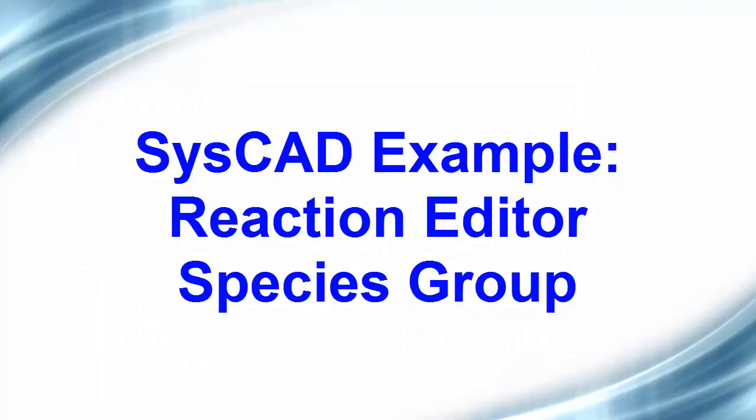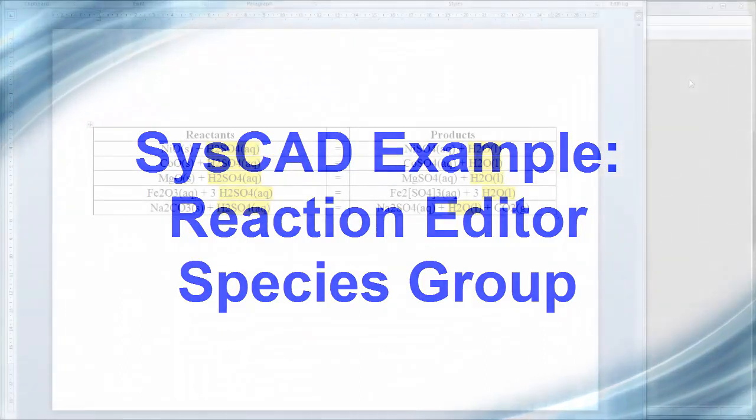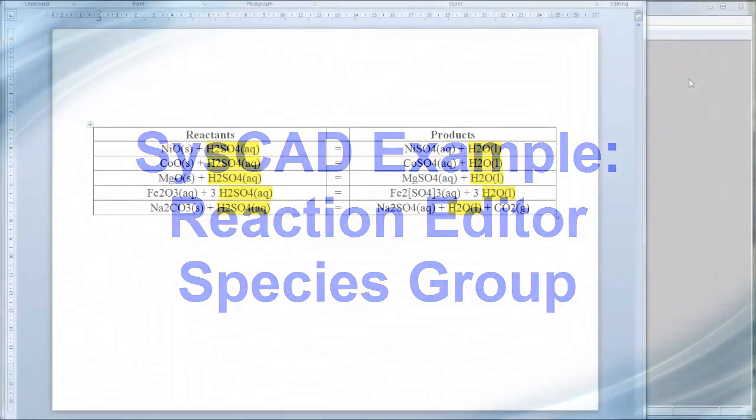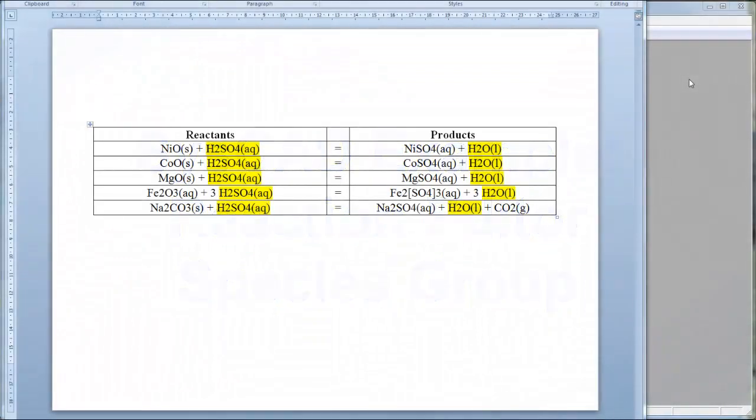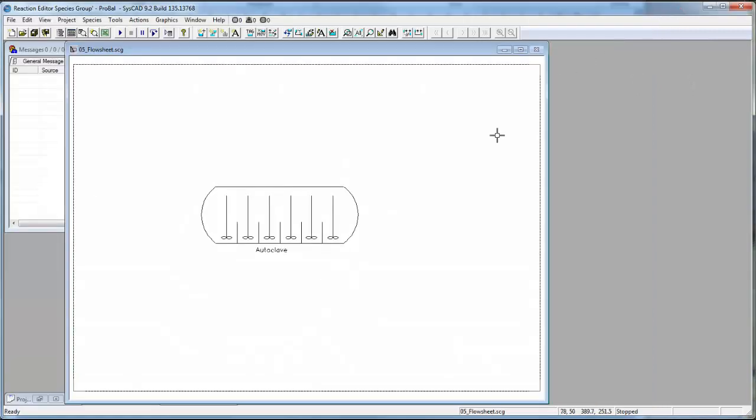In this video clip, we will demonstrate how you can use the Reaction Editor Species Group functionality to auto-complete reactions. To demonstrate this, we will add these reactions to an autoclave in SysCAD. As you can see, they all require sulfuric acid as a reagent and also have water as one of the products. So if we have a species group that contains sulfuric acid and water, we can then use this group to auto-complete the reactions. To show you how to do it, we'll go to SysCAD.